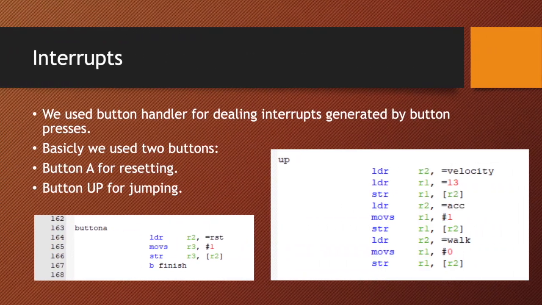We use a button handler for dealing with user interrupts that are generated by button presses. We used just two buttons, button A and button up. Button up allows us to perform the jumping animation of the dinosaur, whereas button A allows us to reset the game when the game is over. You can also see the coding preview of our interrupts.